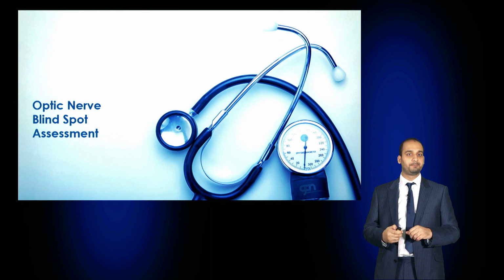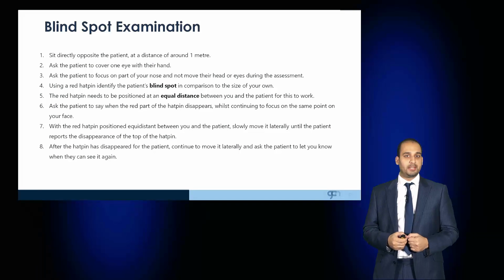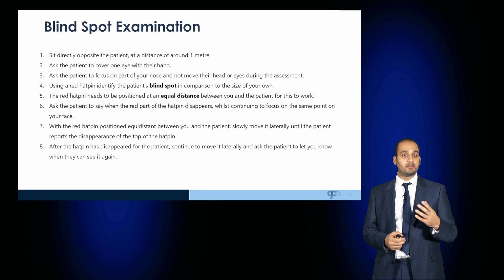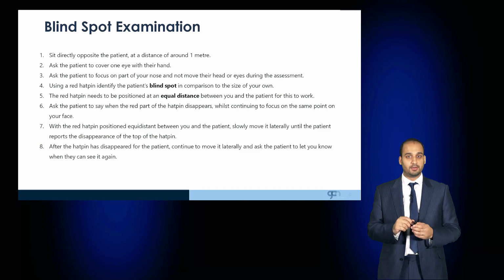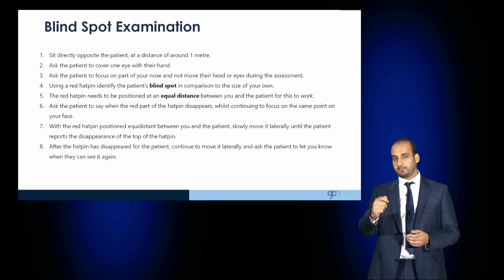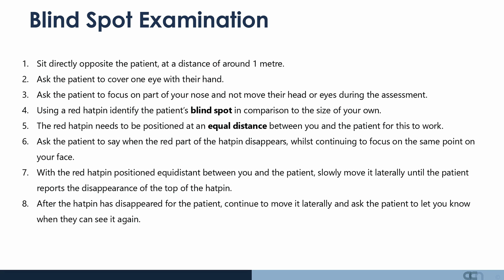So following the visual fields, the next thing to do is to determine whether you can elicit the patient's blind spot. Sitting directly opposite the patient, ask the patient to cover one of their eyes with their hand, and ask the patient to focus on a part of your nose. And with a red hat pin, which should be equidistant, determine their blind spot, ensure it matches yours, and then move the hat pin in a square motion and determine the size of their blind spot. If it's enlarged, it will mean that you're able to see the hat pin before they are able to see theirs. And of course, this is dependent on your own visual fields and blind spot being normal.